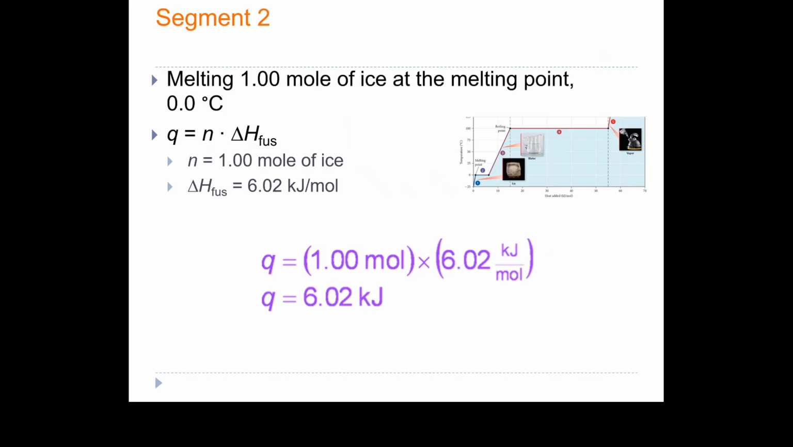So in order to determine the amount of heat that we need to convert from solid to liquid, we just need to take the number of moles that we have and multiply by the enthalpy of fusion, which is in kilojoules per mole. In this case, we're converting 1 mole of ice. So it's going to be 1 mole of ice multiplied by our enthalpy of fusion, which is a tabulated value of 6.02 kilojoules per mole, gives us a heat of 6.02 kilojoules.